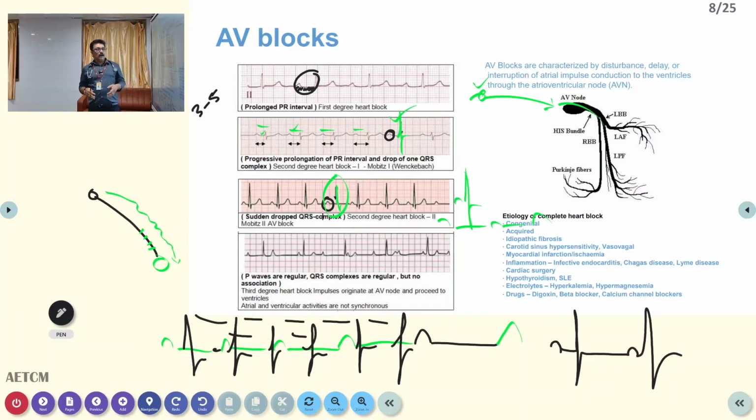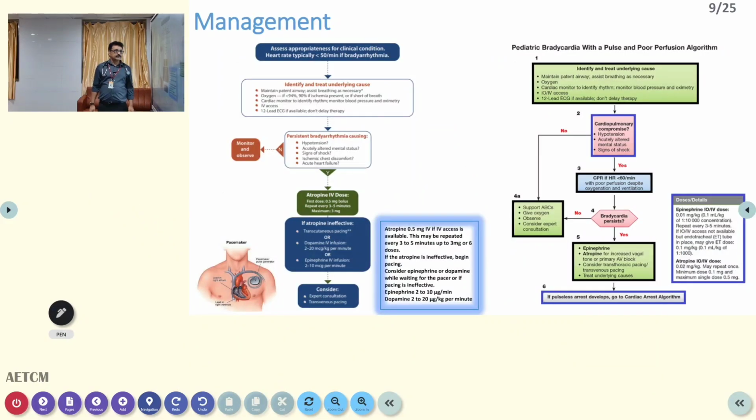So high grade second degree heart block and third degree heart block can have symptoms of bradycardia, like giddiness, vertigo, breathing difficulty, all these things. So that type of patients may be treated with pacemakers. A pacemaker has to be put for this type of patients.